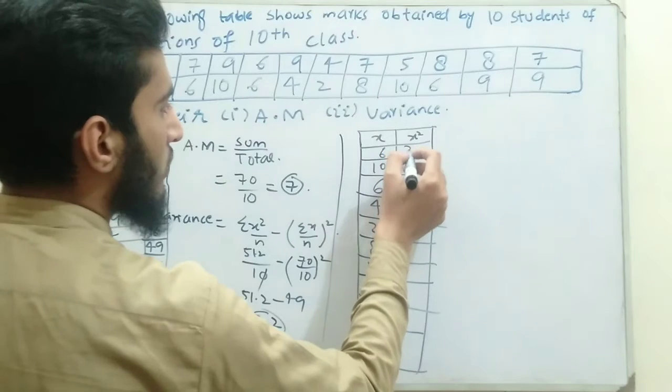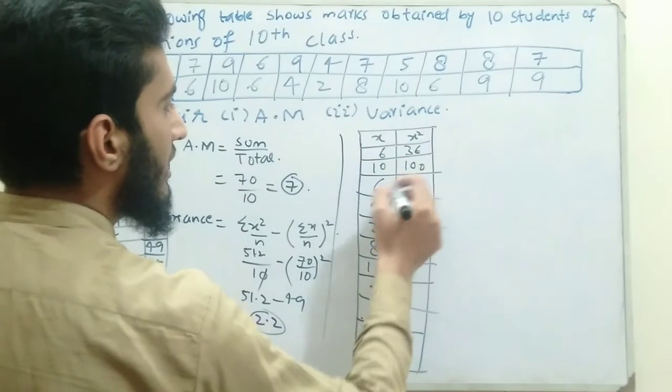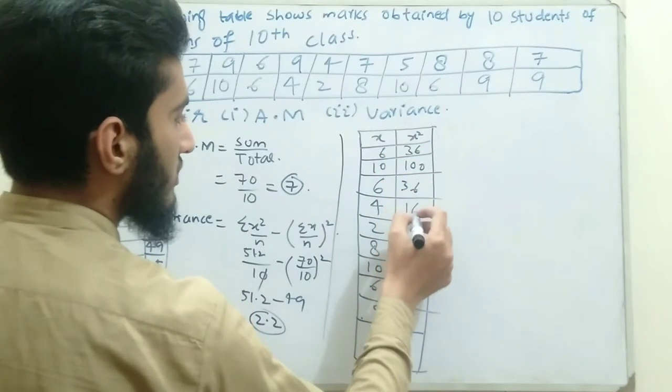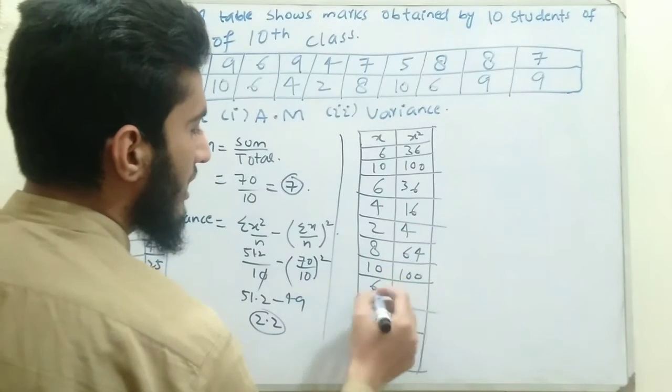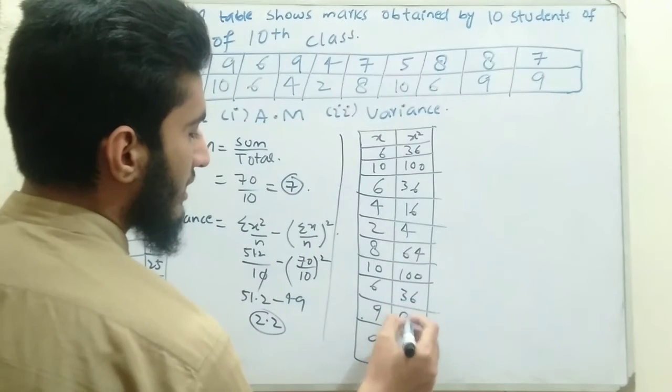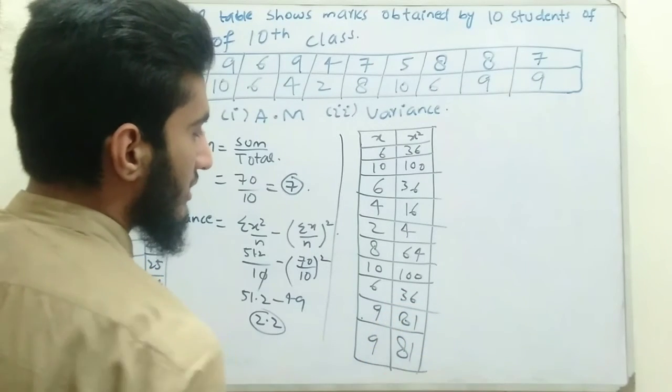So 6 multiply 6 gives us 36. 10 multiply 10, 100. 6 multiply 6, 36. 4 multiply 4, 16. 2 multiply 2 gives us 4. 8 multiply 8, 64. 10 multiply 10, 100. 6 multiply 6 gives us 36. 9 multiply 9 gives us 81. 9 multiply 9 gives us 81.